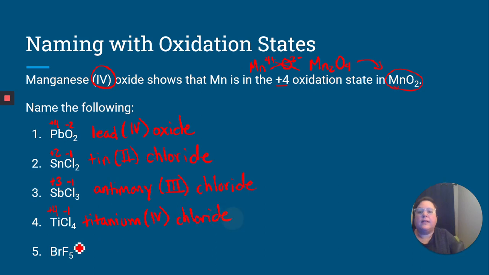And finally, fluorine is always a -1. There's 5 of them, so that's a -5. So that means bromine here is a +5. So sometimes you might see the transition metals written with the Roman numeral as the oxidation number for that. That's not as common, but just in case you see it out there, that's what that is.